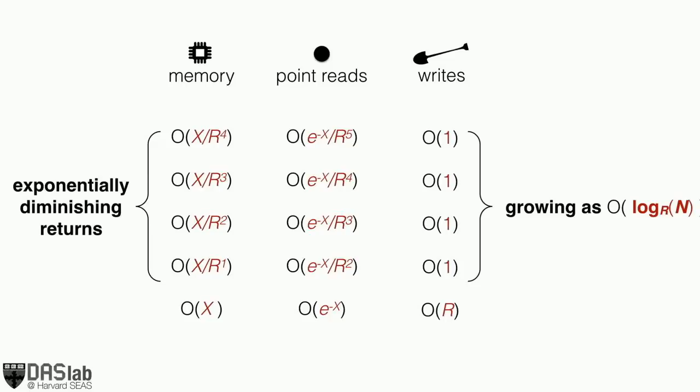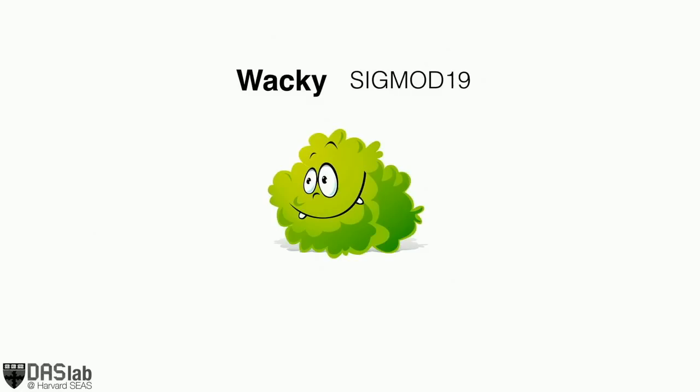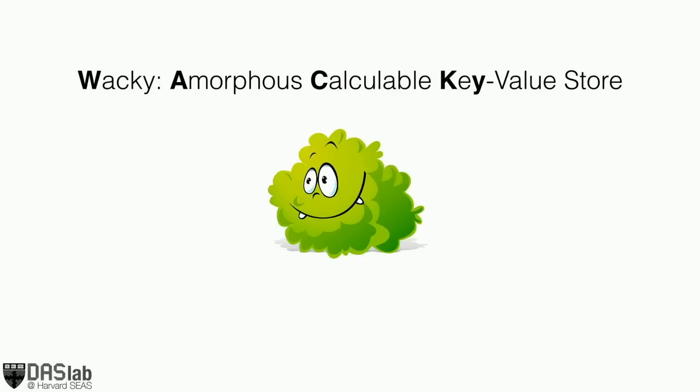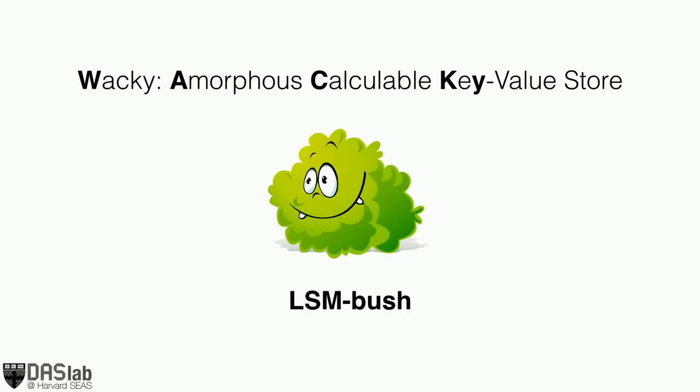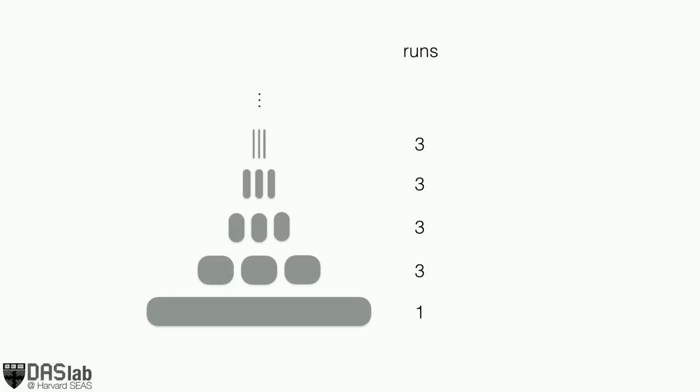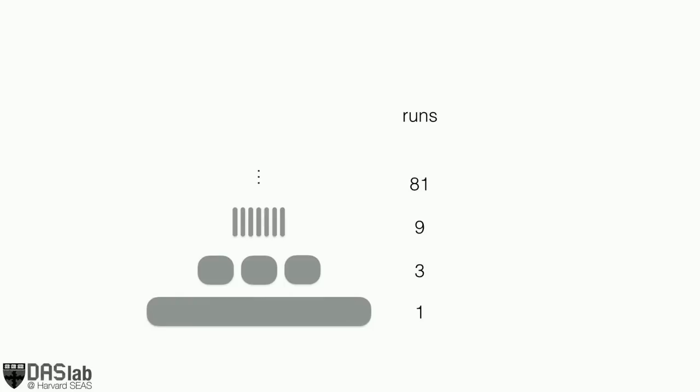I'm just going to give a hint about what we can do about it, and the rest is in the paper that we've just had accepted on this. We introduce Wacky, which stands for Amorphous Calculable Key-Value Store, and it introduces a new data structure called the Log Structured Merge Bush, or LSM Bush. What LSM Bush does is identify the fact that in existing tiered designs, you can only have a fixed number of runs in each level, which comes from the fact that the size ratios for the LSM tree are fixed. So the key innovation is to let smaller levels gather increasingly more runs. We do that by setting increasing capacity ratios, so that every new smaller level can gather increasingly more runs relative to the next larger one.